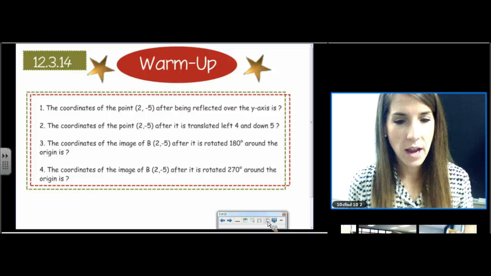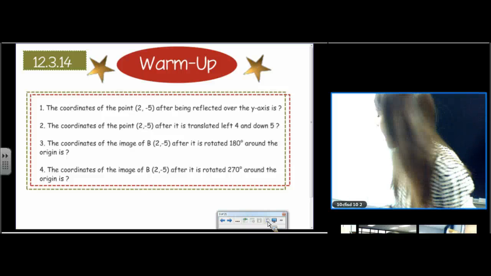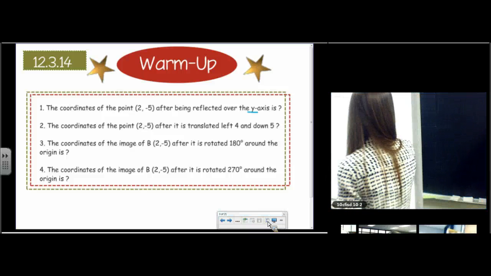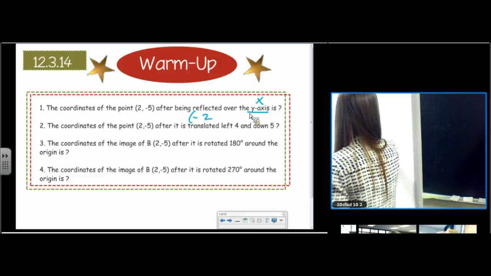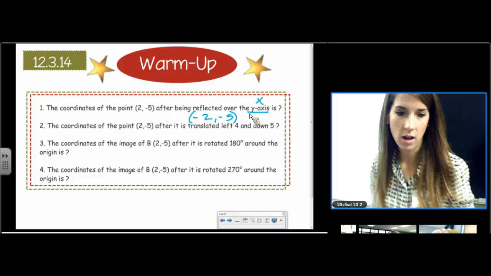The coordinates of 2, -5 after being reflected over the y-axis. So if it's reflected over the y-axis, we're going to change the x. So the x becomes -2, and we don't touch the y at all. Very nice.